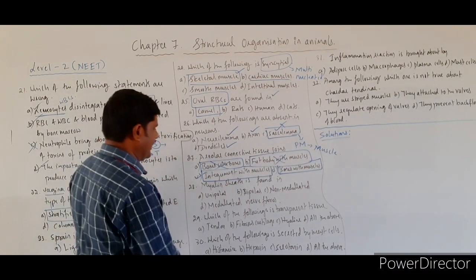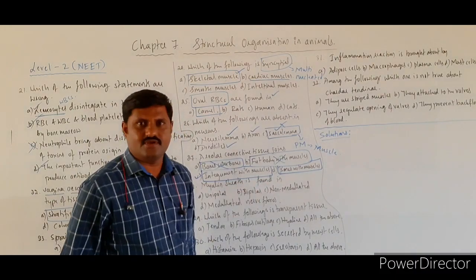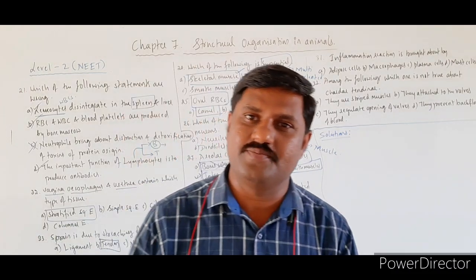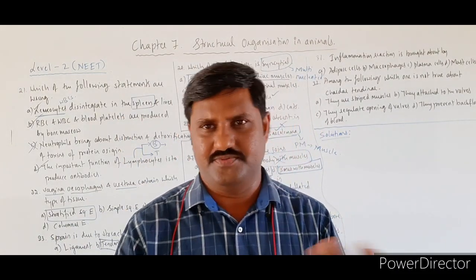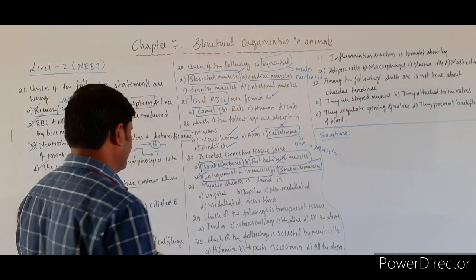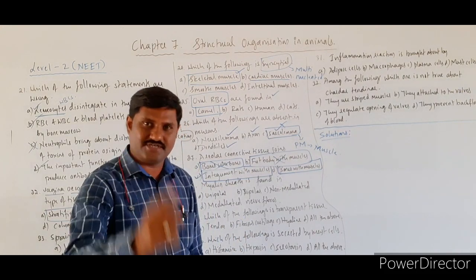Next one, 28th question. Myelin sheath is found in, where is the myelin sheath present? Myelin sheath is usually present in the neurons. It is very clear to us from the theory part, we have already studied that one. But in what kind of neurons it is present is the question.